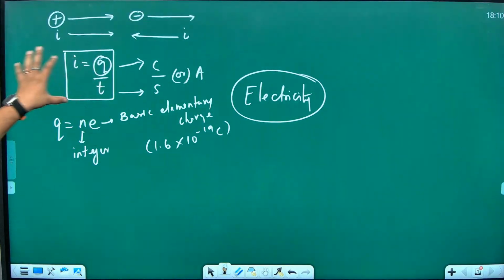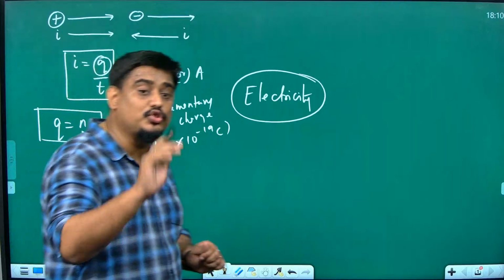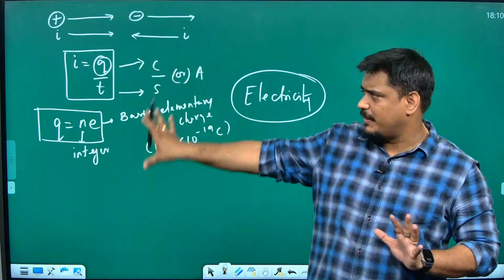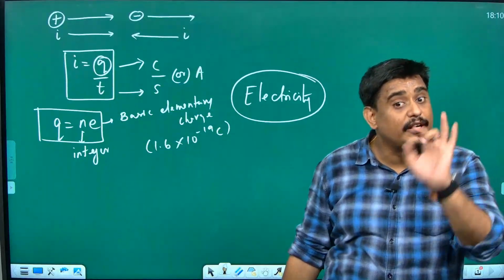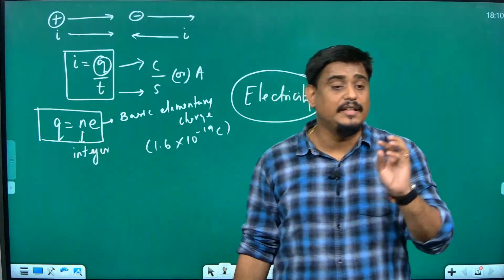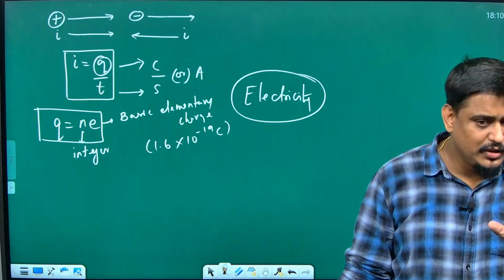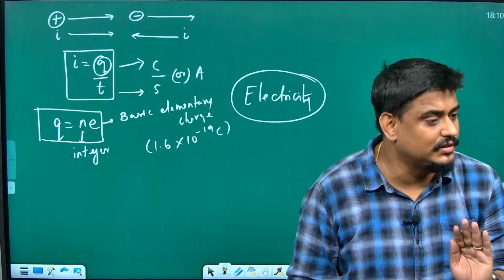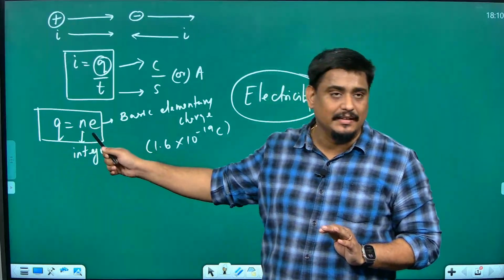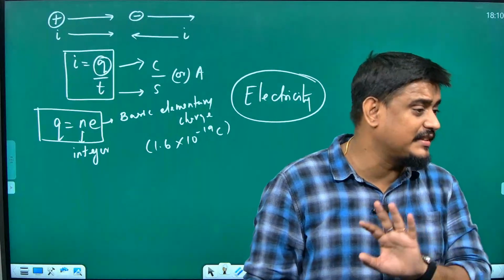Now, from this concept, Q equals NE and I equals Q by T, you can expect one question to surely come in the board examination, whether from the theory or the numerical part. The first category of question can be whether a particular charge is possible or not. If they give you the charge value, you check whether it is possible. Put the value of Q, put the value of E, and divide Q by E to get N. If N comes as an integer, it is possible. If N comes as a fraction or a decimal, it is not possible.